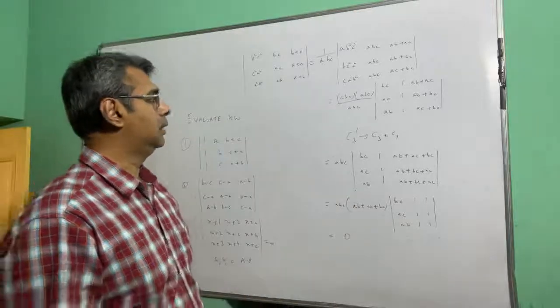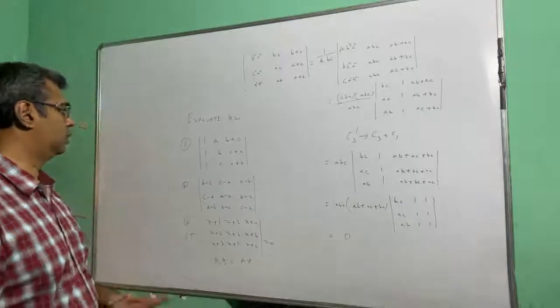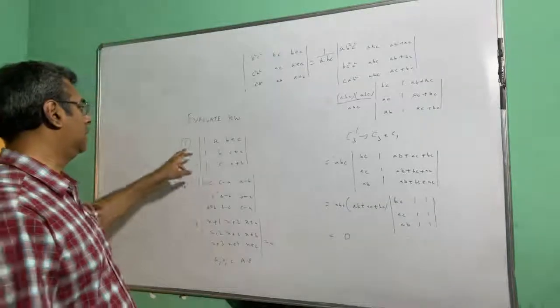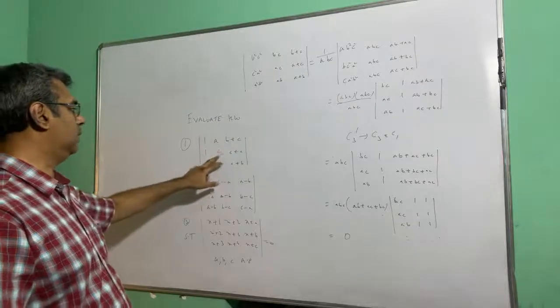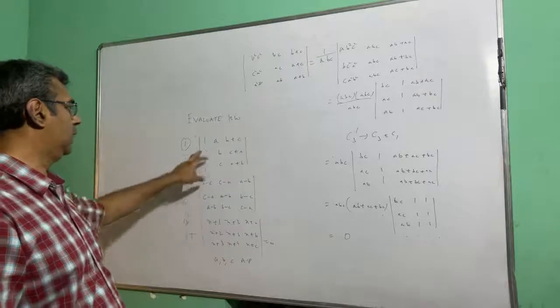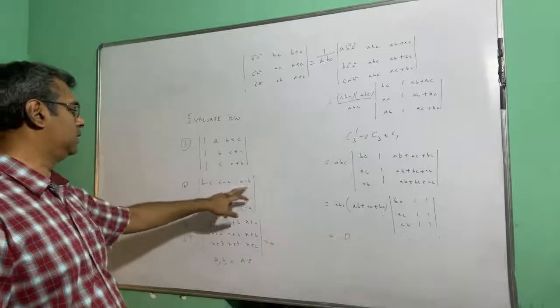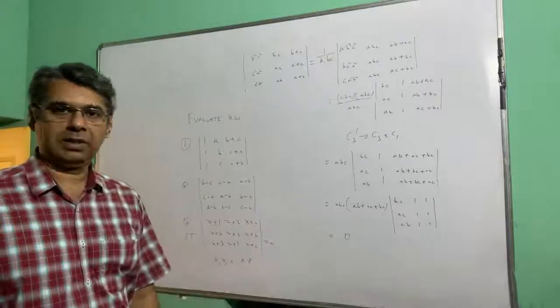Based on these topics of today, I am giving you 3 homework questions. Number 1, you have to find the value of the determinant 1, a, b plus c; 1, b, c plus a; 1, c, a plus b. Question number 2, you have to find the value of the determinant with rows: b minus c, c minus a, a minus b; c minus a, a minus b, b minus c; a minus b, b minus c, c minus a.